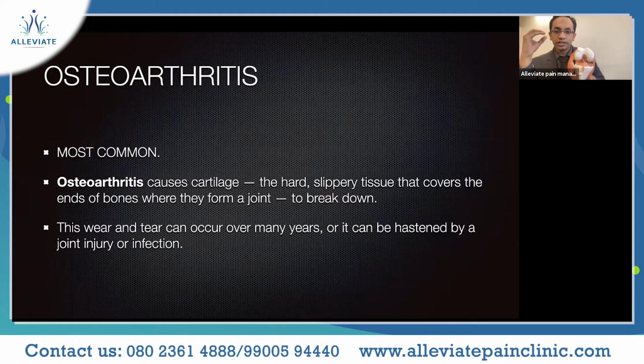Now, this cartilage acts as a shock absorber. It's a kind of hard, slippery tissue which covers the end of bones. There's cartilage over here, there's cartilage over here as well. Now, these bones form a joint, and the cartilage is present in between these bones. So, what this cartilage does is it acts as a shock absorber.